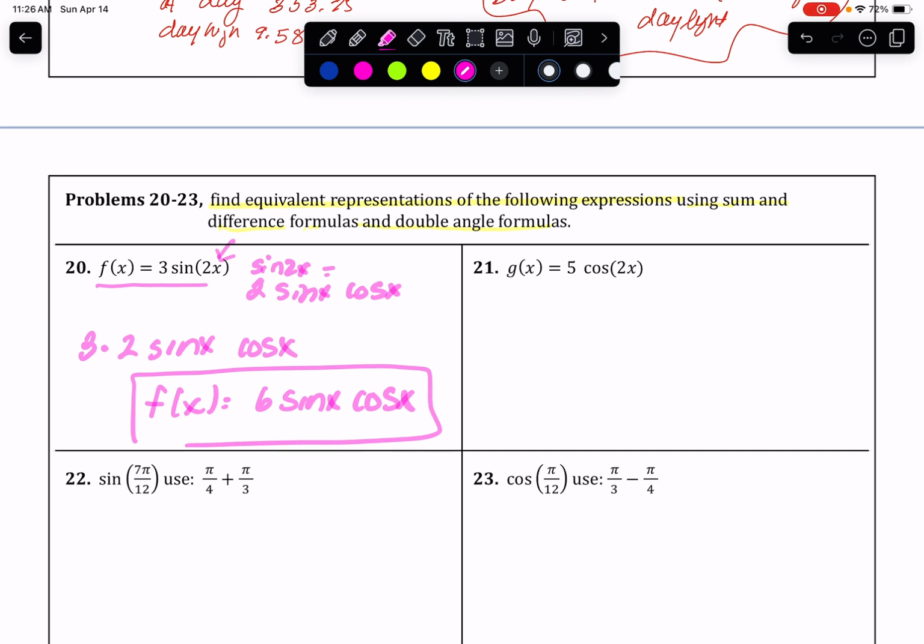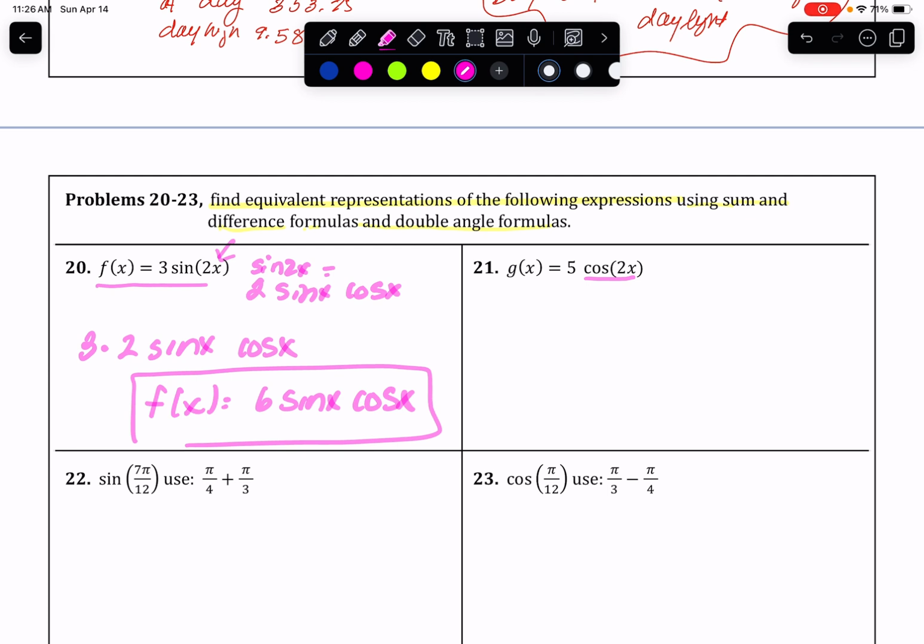Next one, we have a cosine 2x. Now we have 3 different ways to write this. So remember, this is the one that has 3 important identities associated with it, and they're really used in calculus. So go ahead and learn them all. You need them at different times for different things.